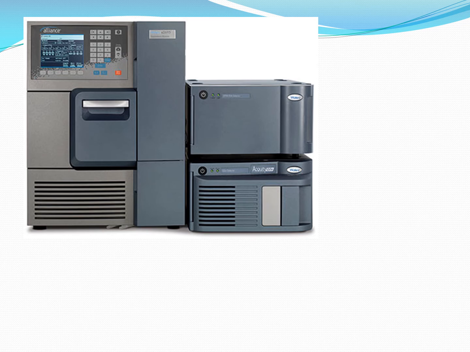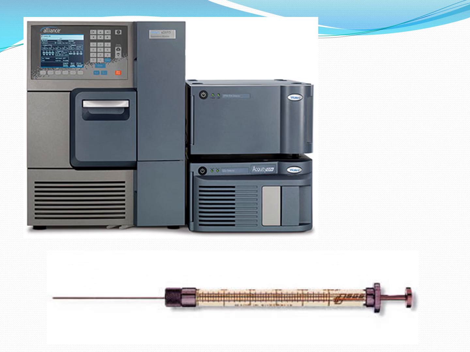This is a photograph of an HPLC, high pressure liquid chromatograph, and this is the syringe that you are using. Just like in GC, the only difference is this needle thickness is more compared to GC. GC has a thinner needle.